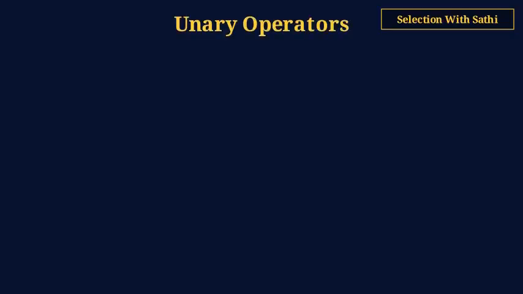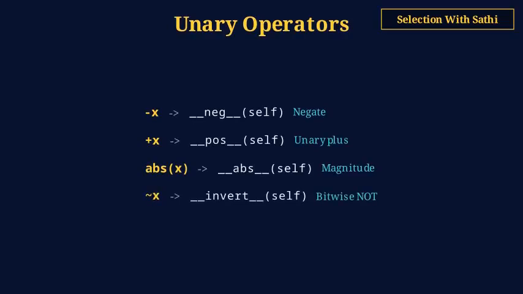Unary operators are the simplest to overload. Minus x calls x.__neg__ and should return a negated copy. Plus x calls x.__pos__ and usually returns a copy. Abs of x calls x.__abs__ and returns the magnitude. The key rule: always return a new object.